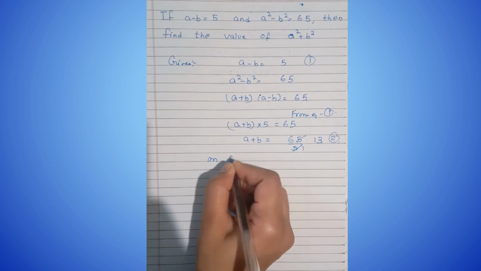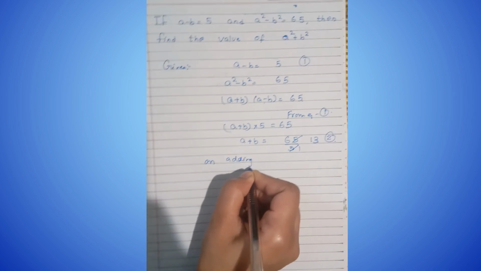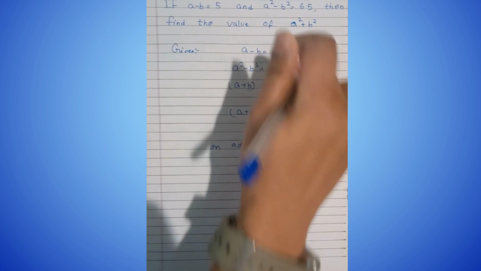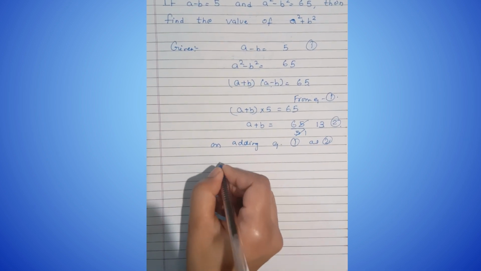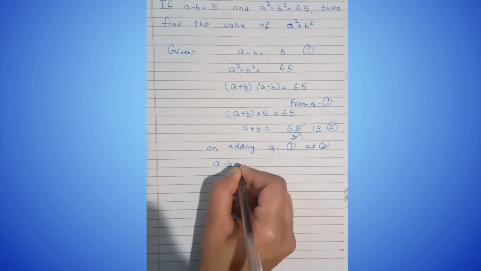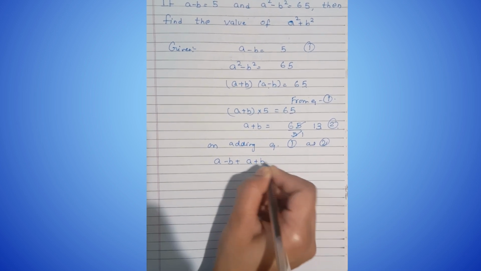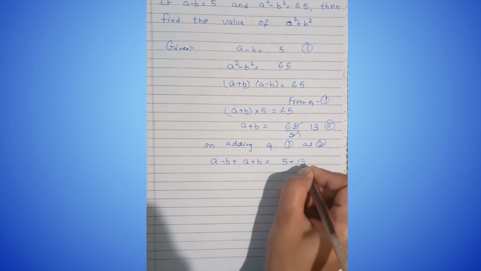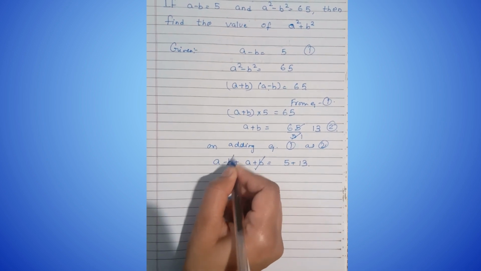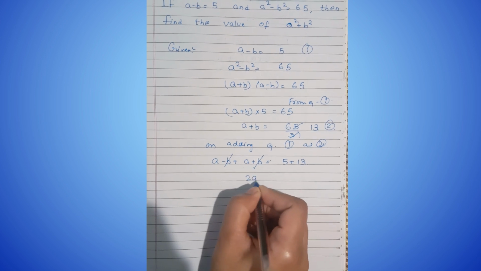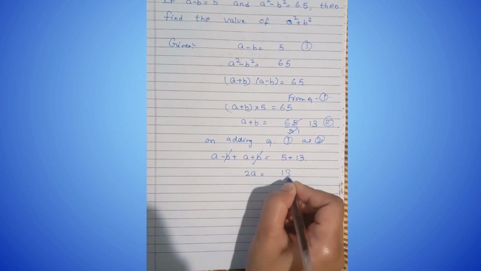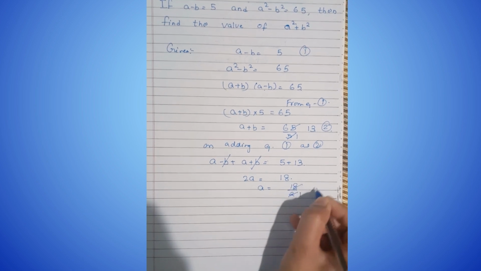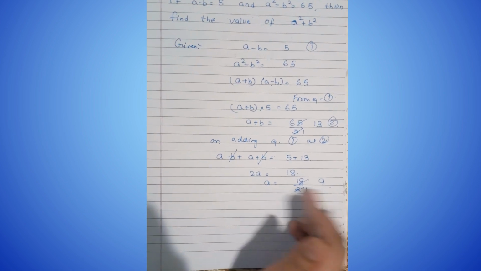Now on adding equation 1 and 2, when we add, we get a minus b plus a plus b is equal to 5 plus 13. Now minus b plus b will get cancelled, that is 2a is equal to 18. That is a is equal to 18 upon 2, that is 9. We get the value of a as 9.